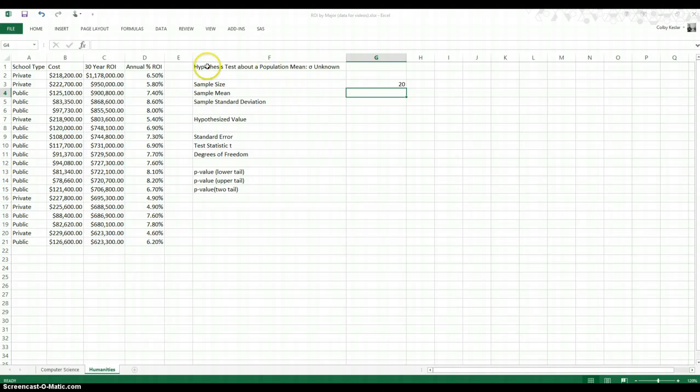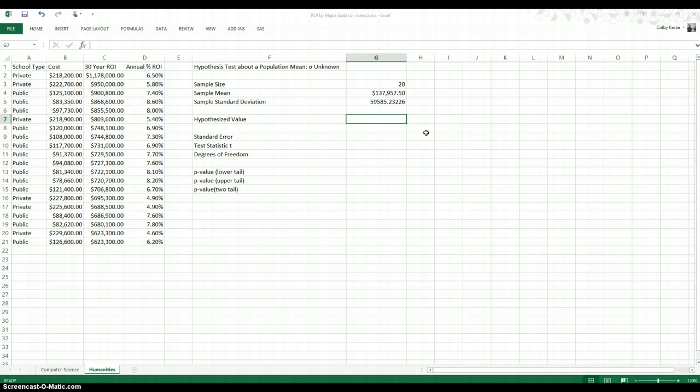All right, when I am doing a hypothesis test about the population mean, and sigma is unknown, I need to know the sample mean and the sample standard deviation. So equals AVERAGE, the sample mean is just the average of my data in that sample. And then sample standard deviation, I do equals STDEV, open parenthesis, select my data. Okay, so sample size, sample mean, sample standard deviation.